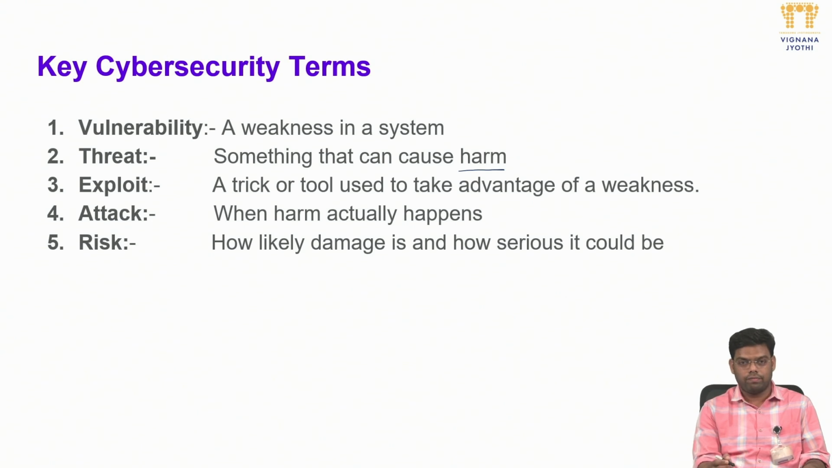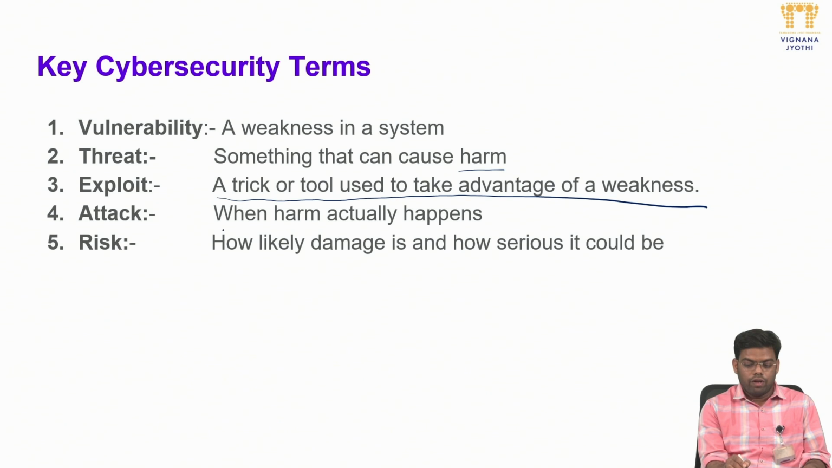Next is exploit. Okay, so what is an exploit? A trick or a tool used to take advantage of the weakness. What is the weakness here? The weakness is the vulnerability. We are trying to exploit, to take advantage of the vulnerability, and to attack, where the attack is being reported. And next, what is an attack? When harm actually happens. That's an attack. It is being performed.